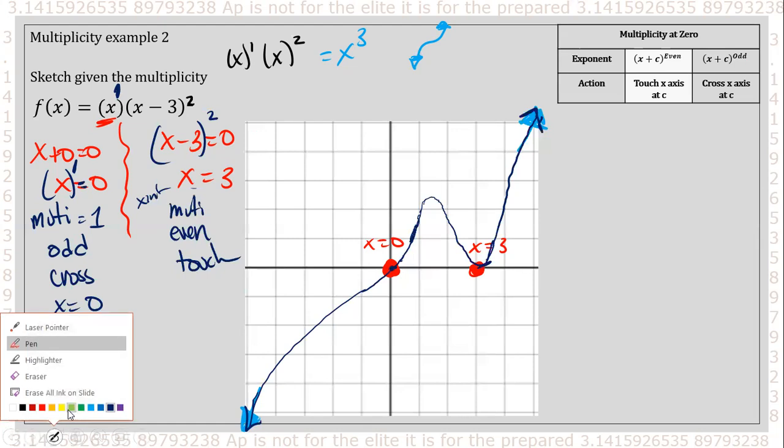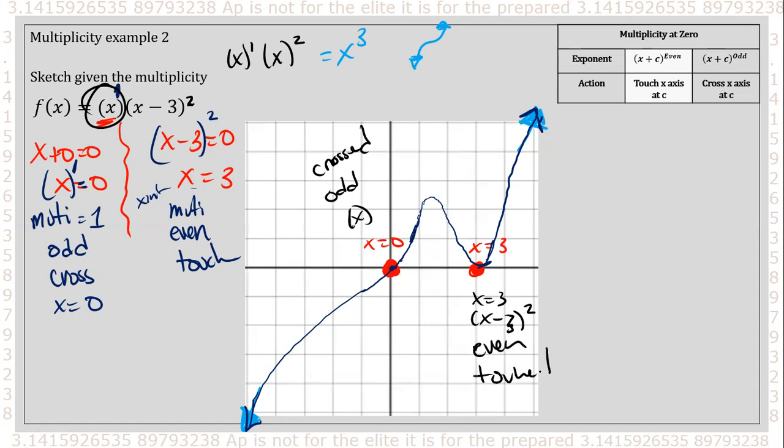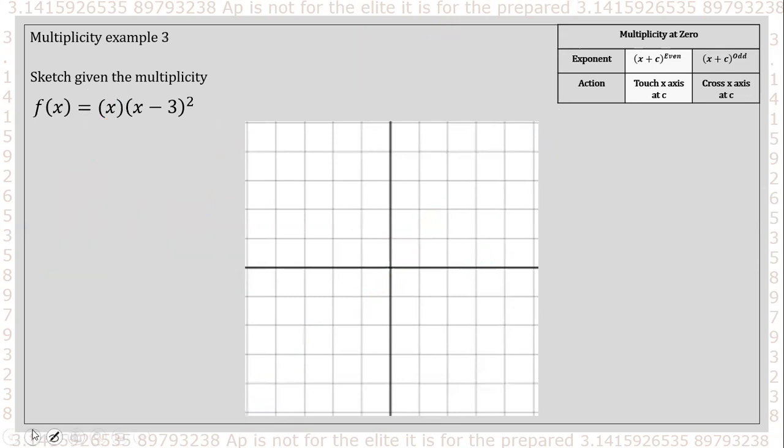Alrighty, so we're going to go ahead and snap those points down. So remember, x equals 0 came from just the x, right? From this right here. It was odd, so it crossed. This right here, x equals 3, came from x minus 3 squared. The exponent was even, so therefore it touched. Okay, so overall they're not that bad, guys, and the end behavior we found from the parent function, from the degree. The degree will always tell you how these arrows are behaving.